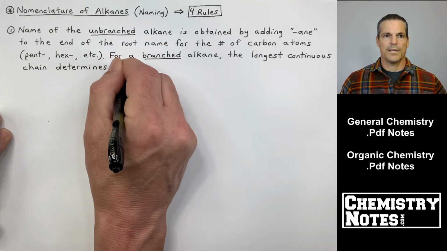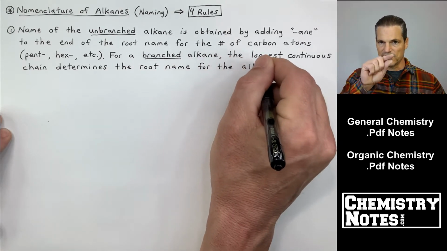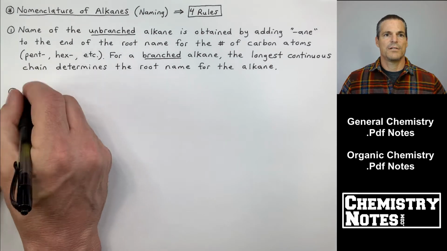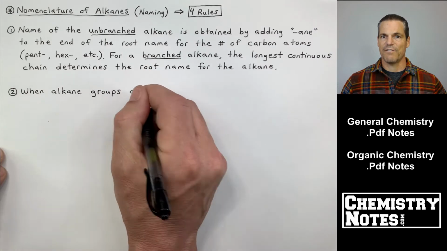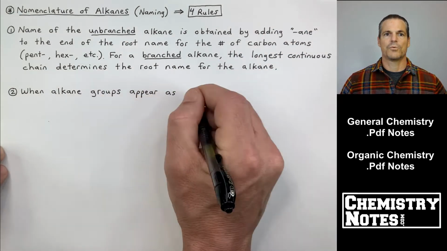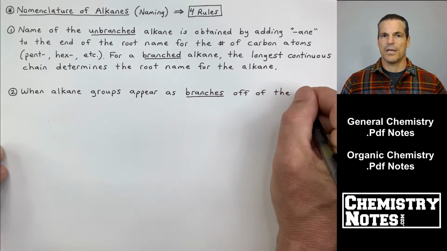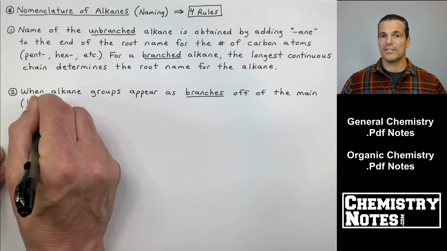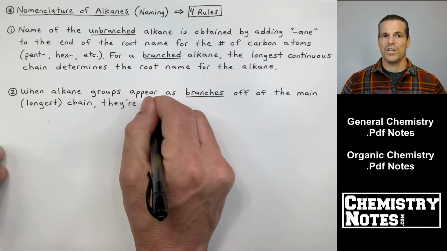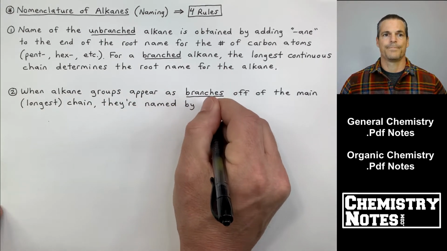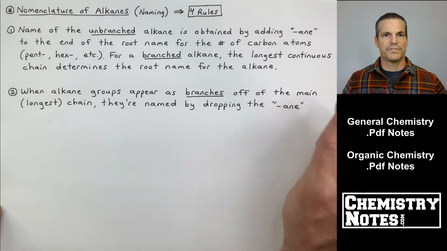Number 1 is the first rule on how to name alkanes. The name of the unbranched alkane, remember that's just a straight chain with no branches, is obtained by adding the ending ane, that's a suffix, to the root name for the number of carbon atoms. Pentane, hexane, etc. Now for a branched alkane, the longest continuous chain determines the root name for the alkane. The longest continuous chain will be like the parent chain. All this will make much more sense when we put it into practice. I'm just getting the rules down in our notes.